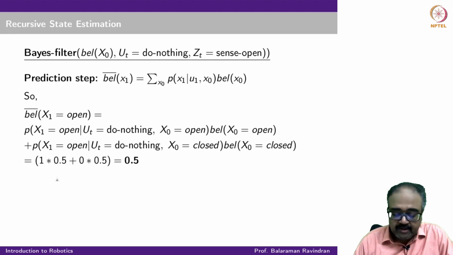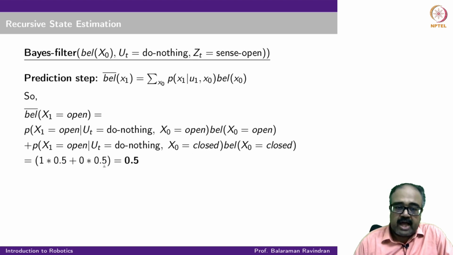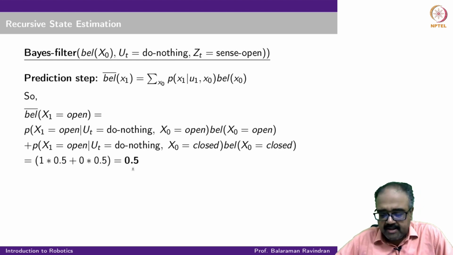So if you remember our values that we had earlier, the belief of x0 equal to open and x0 equal to closed were both half, so that is a 0.5 here, and the probability that x1 equal to open given that I started off with open and I did nothing, right, is 1. We saw that, right? If you do nothing, the state doesn't change, so the probability is 1. And given that I started with closed and I did nothing, what is the probability that x1 will be open? 0. We said the state doesn't change, right? So basically the bel bar x1 equal to open is basically 0.5, hasn't changed, right?